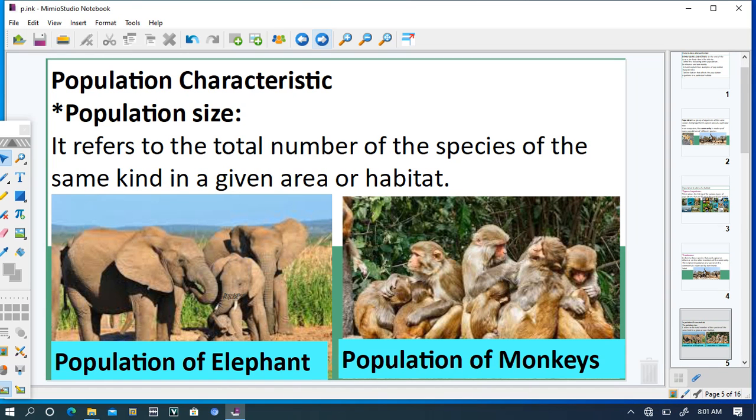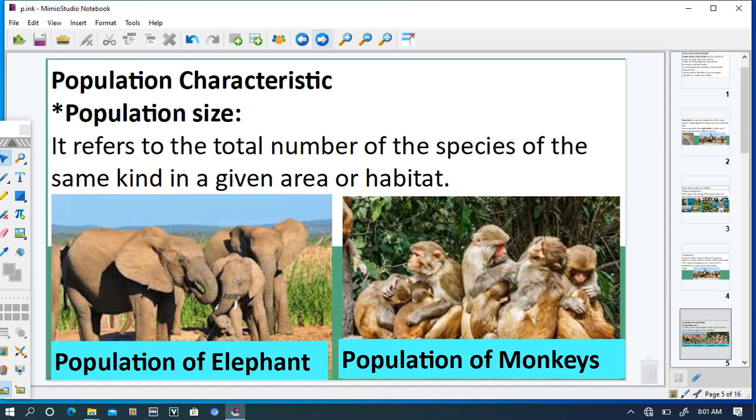Population characteristics. Population characteristics simply refer to those factors that tend to build up or are responsible for everything that goes on in the population of a particular species.